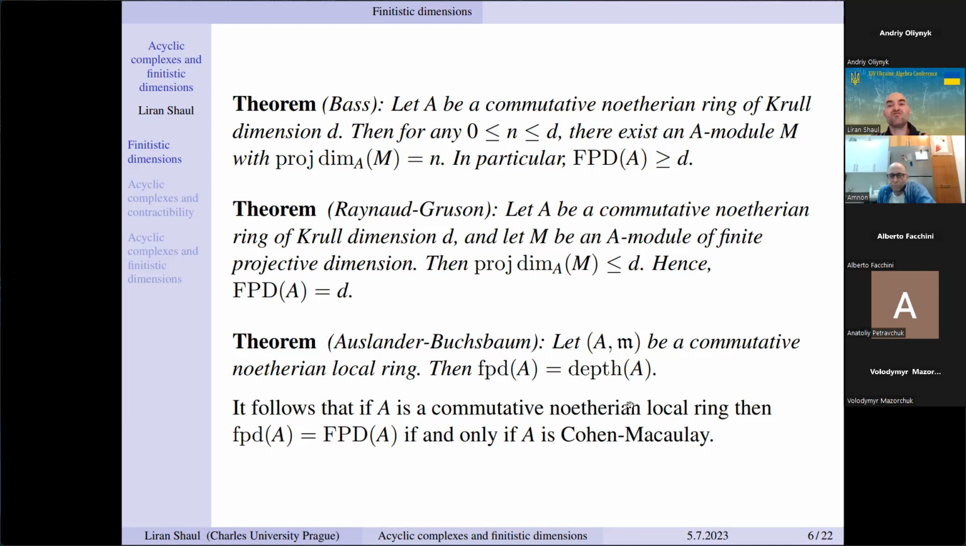for which you only need to know the modules of finite projective dimension, and the modules of finite projective dimension actually know if your ring is Cohen-Macaulay or not. So this is, I think, something nice. This is all I have to tell you about commutative rings, because this is pretty much everything we can ask in this case. But let's switch now to non-commutative rings.